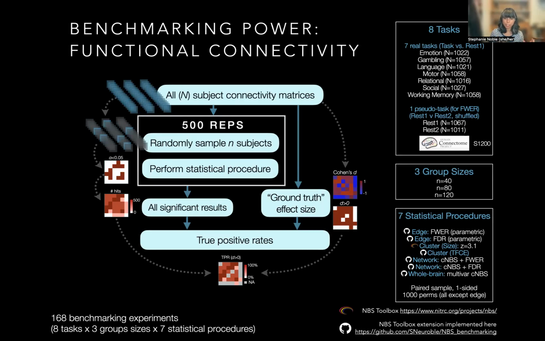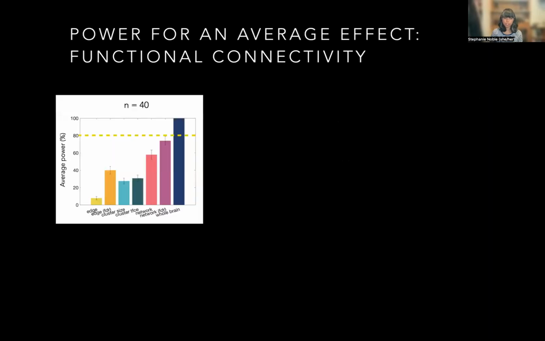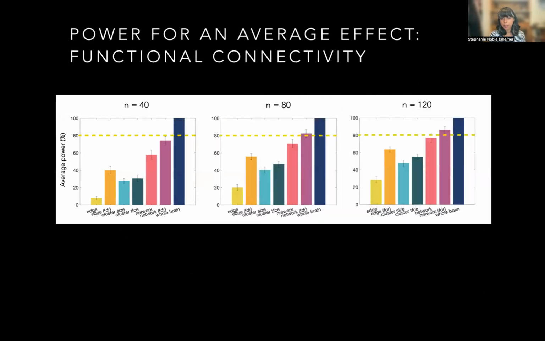We do many different experiments combining all these tasks and group sizes and procedures, but let's look at the actual power that we estimate. So on the left is the lowest level of inference, edge, all the way to the right is whole brain. And you can see, as you'd expect, as we get to these wider scale inferential procedures, we actually improve power quite substantially. And this holds as we increase sample size, as you'd expect.